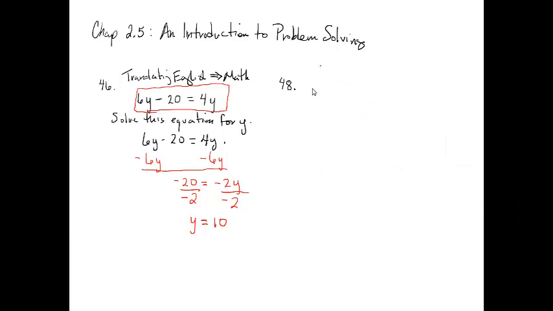Okay, 48. 2 pages that face each other in a book have 93 as their sum. I'm sorry, let's read that again. 2 pages that face each other in a book have 93 as the sum of their page numbers. What are the page numbers? So there's 2 pages in the book, and they face each other. And if I take their pages and add them together, so that's what sum means, I should get 93.